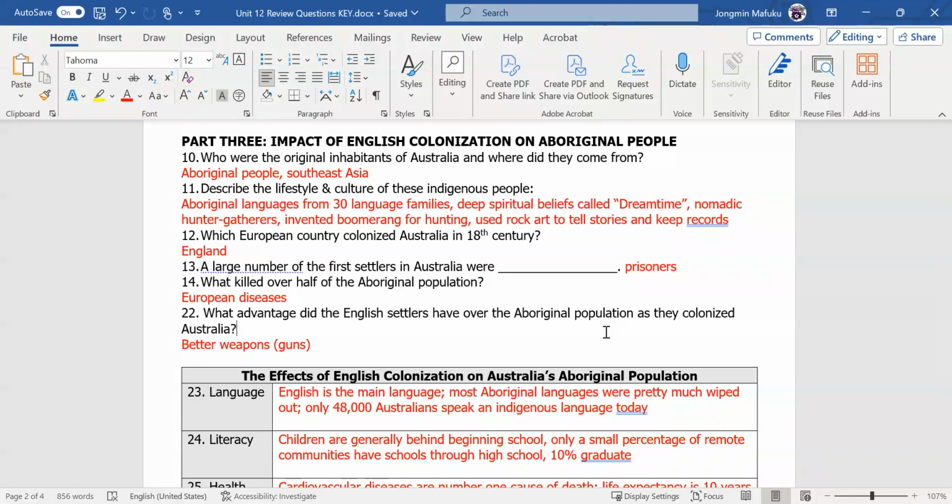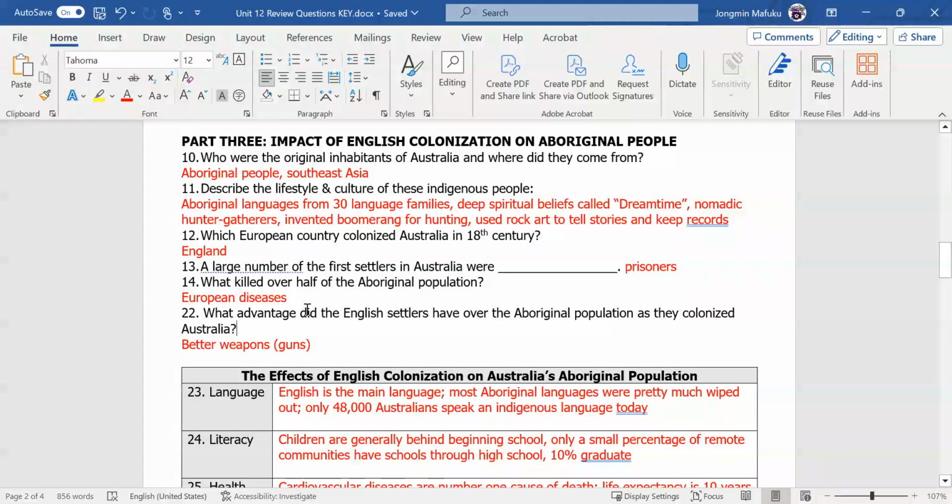Number 14, what killed over half of the Aboriginal population is European disease. Of course, this was because the natives, the indigenous, the Aboriginal people were not used to the European disease that came through. So just like the Columbian exchange, just like the triangle slave trade, the disease was passing through, which killed a lot of the population.